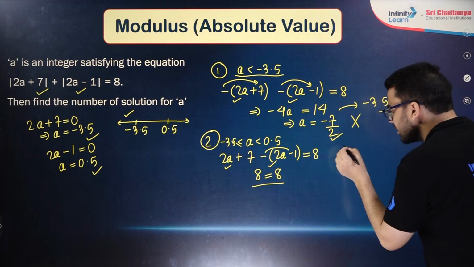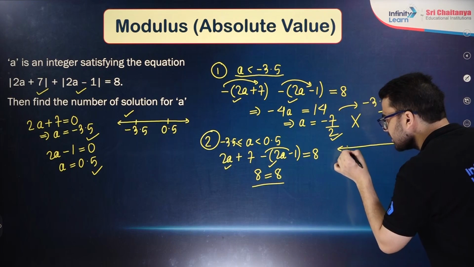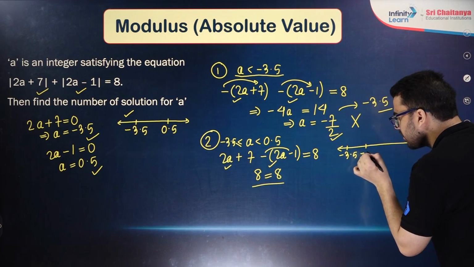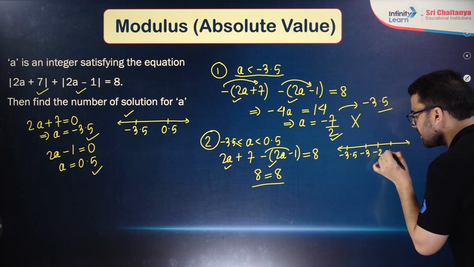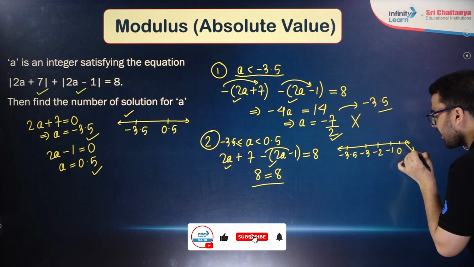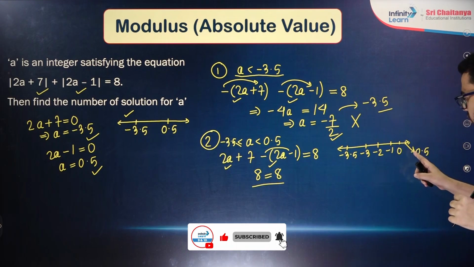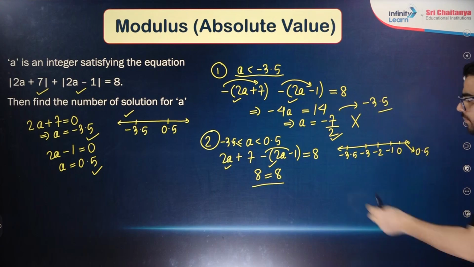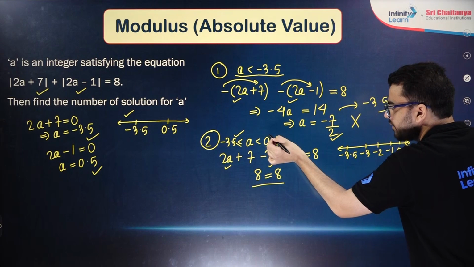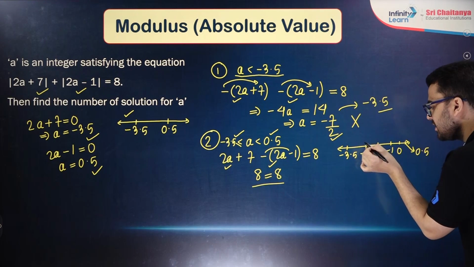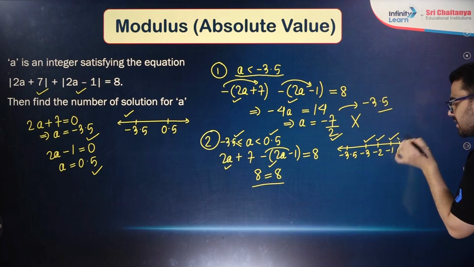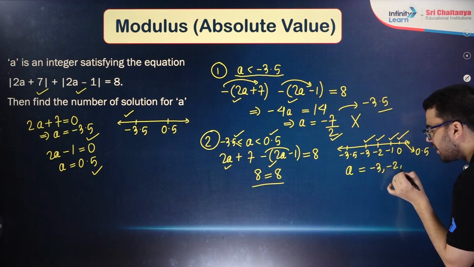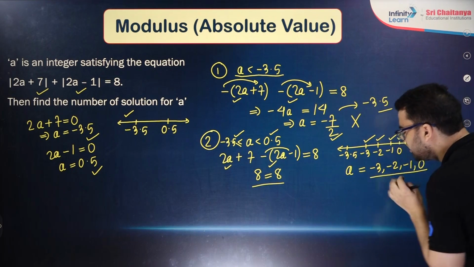So just for you to understand, you can draw the number line over here and understand that this is minus 3.5. And then before that, you've got minus 3, minus 2, minus 1, 0, and 0.5 somewhere over here. So you see 0.5, 0, minus 1, minus 2, minus 3, minus 3.5. So between minus 3.5 and 0.5, what are the integers? Minus 3, minus 2, minus 1, 0. So what can you say? a is equal to minus 3, minus 2, minus 1 and 0 are the integer solutions.